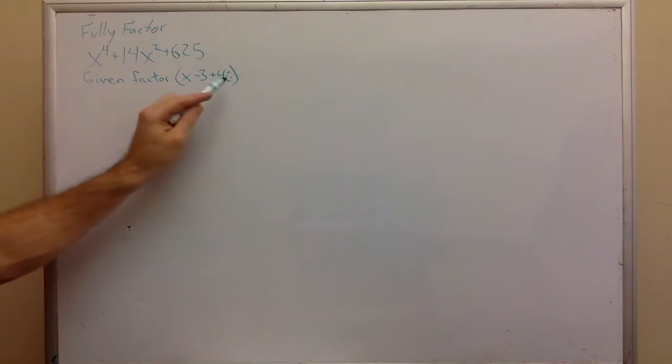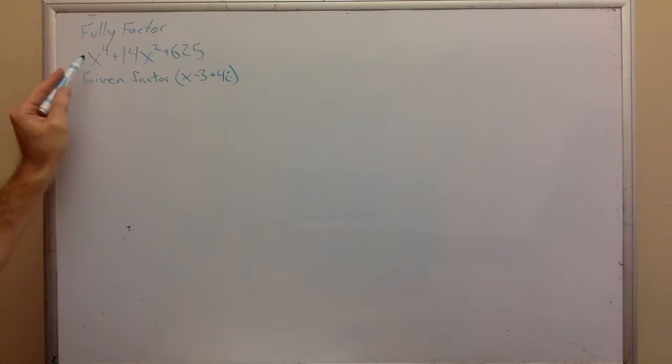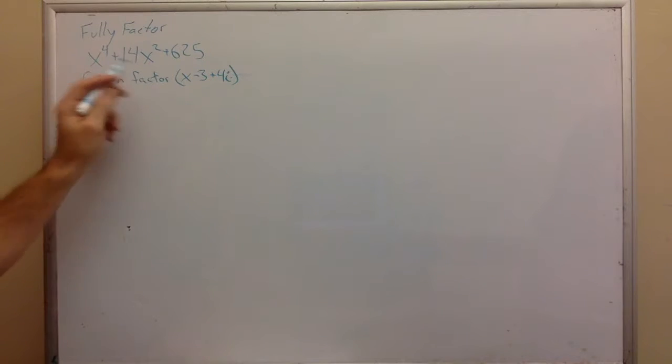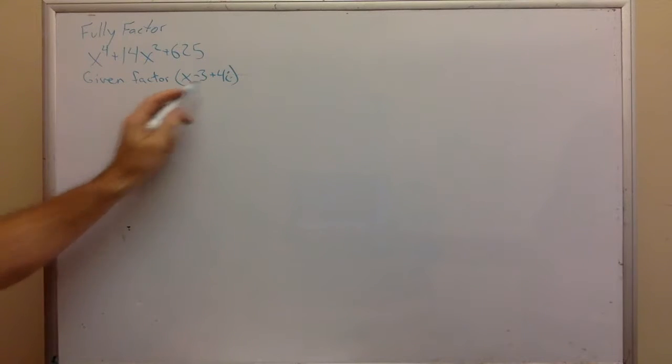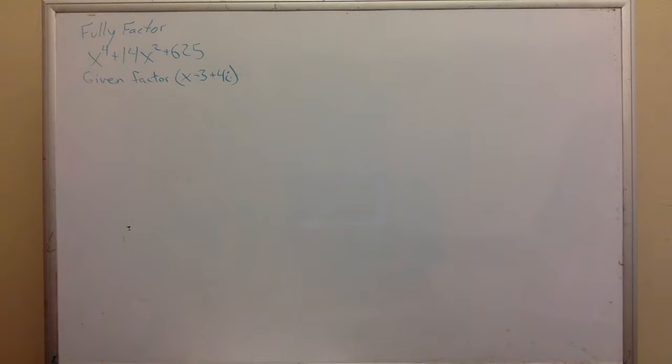So we're given this factor, but we want to factor this completely. Notice this is x to the fourth power. That means we should be getting 4 factors. Well, one way to do that is to divide this by the factor that we have, see what's left over, and see what we can do from there. So that's what I'm going to do here.